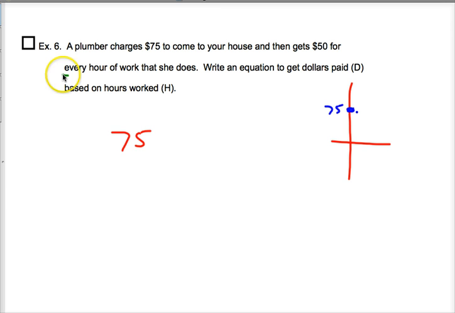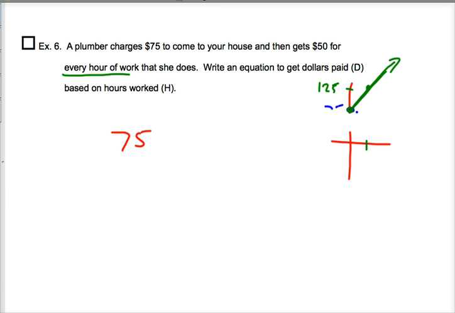When you see every or for each or per, that's a good sign that you're thinking of your slope. You get 50 every hour. So in 1 hour you get 50, in 2 hours you get 50 more, 100, 3 hours you get 150. What that is, if I go 1 hour to the right, I go up $50, which would be 125. This is the line. It's actually a ray, I guess. I shouldn't say it's a line. It's a ray. I shouldn't go into negative territory. This plumber can't work negative hours. The least they could work would be 0.